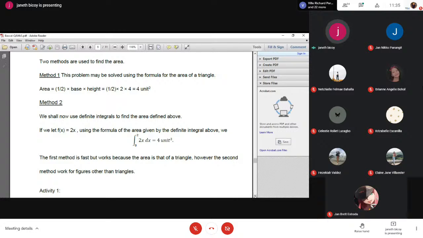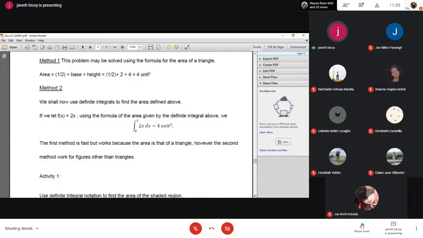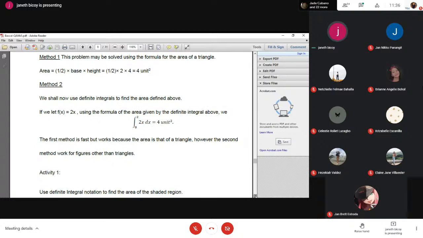Okay, since we already know that the definite integral also represents the area of the region bounded above by this particular function, if we let f of x equals 2x, the integral has a lower limit of 0 and the function is 2x. Constant multiple, so we take out the 2. What is the integral of x dx? X squared over 2. Evaluating 2 minus 0, you will get 4 square units. So the first method is fast, but it works because the area is a triangle. However, the second method works for figures other than rectangles.